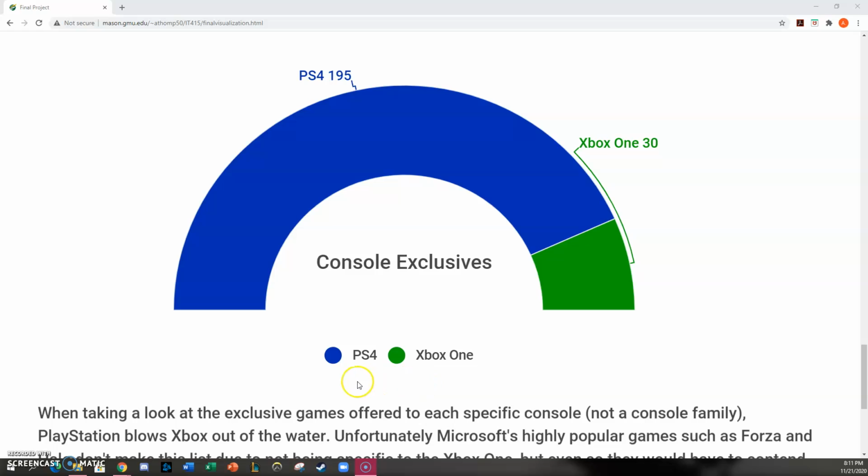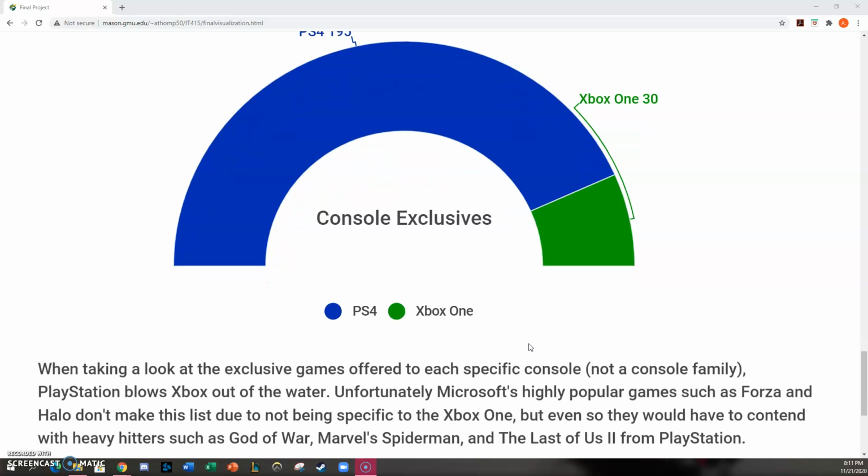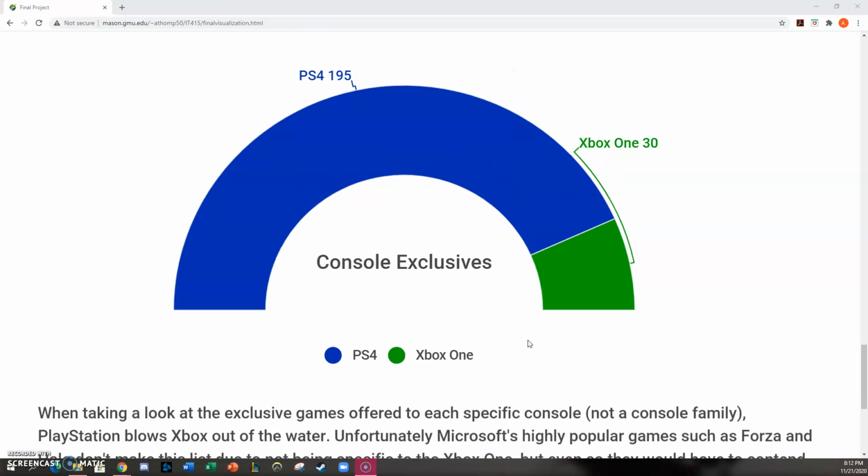And so based off of my data and based off of the information that we have seen, it looks like PlayStation does have a more popular console than Xbox does.